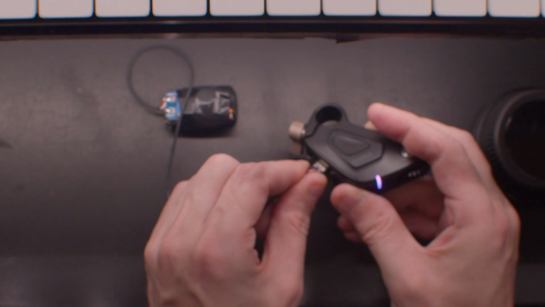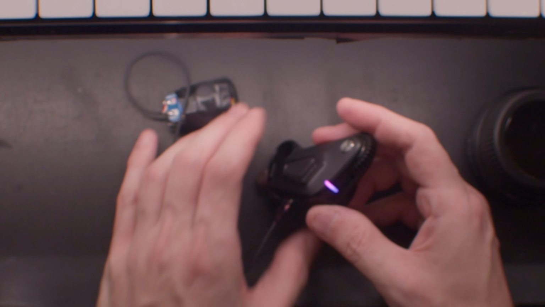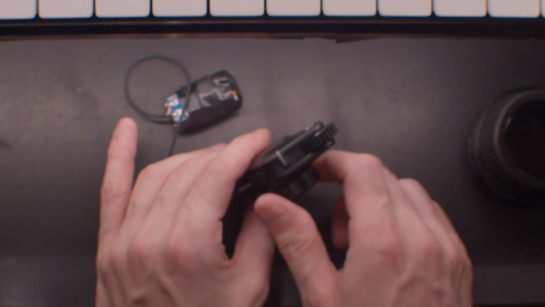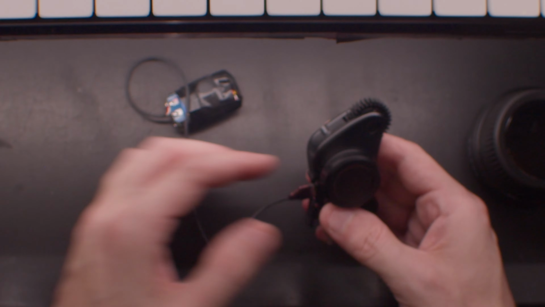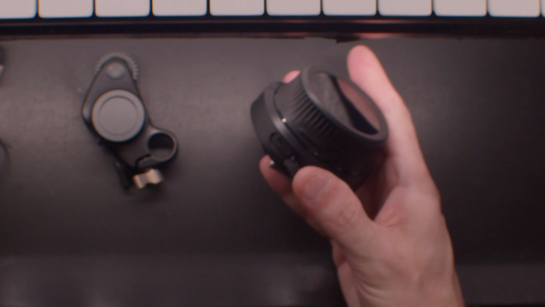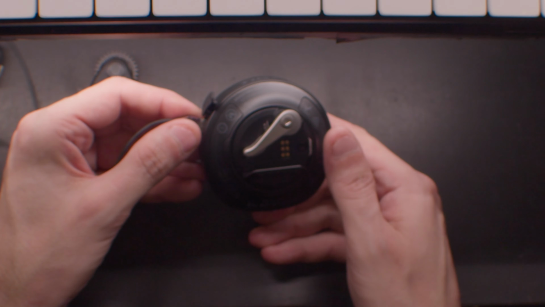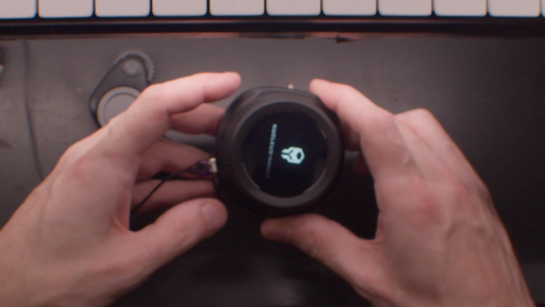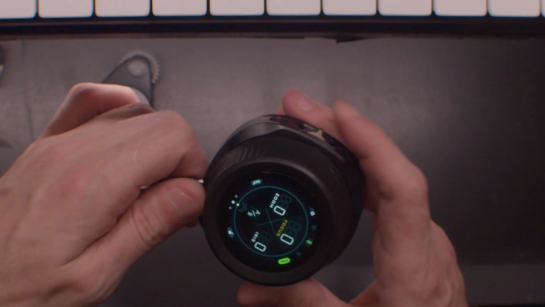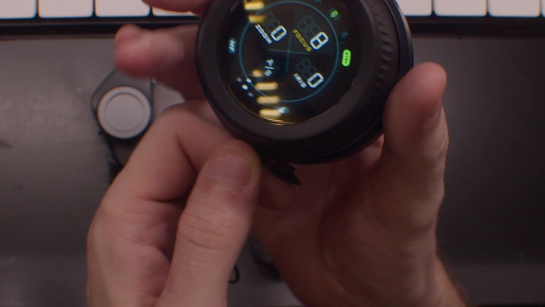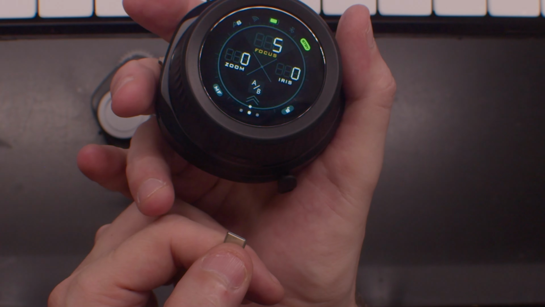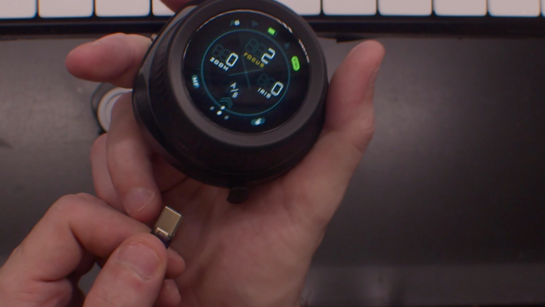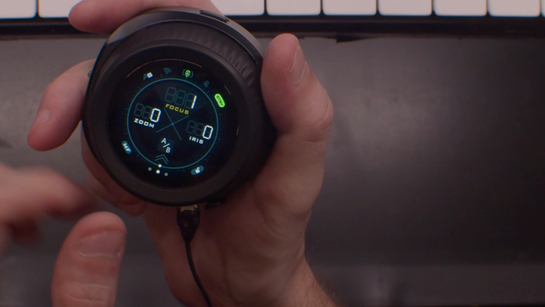I'm testing it again with a follow focus, and the bonus is that it can power and also charge the controller, which again has a USB-C connector, and you will see that the status for charging is lit. I'm unplugging it, it's not charging, and now when I plug it in, that green light will be indicating that it's charging.